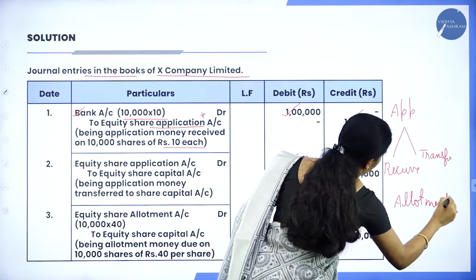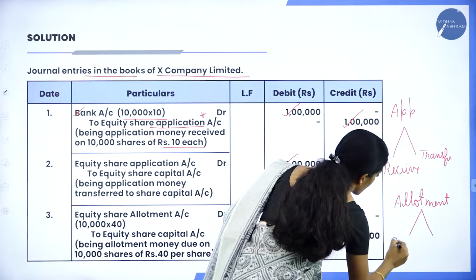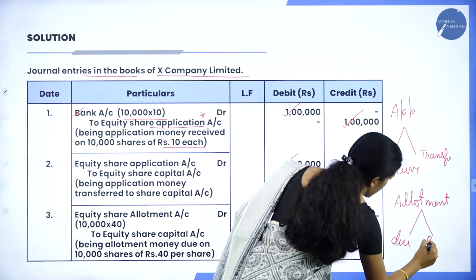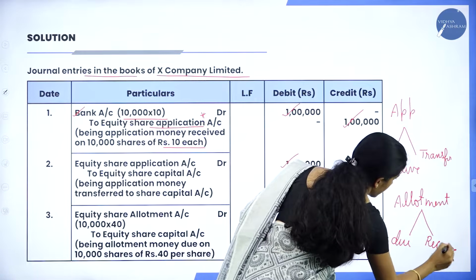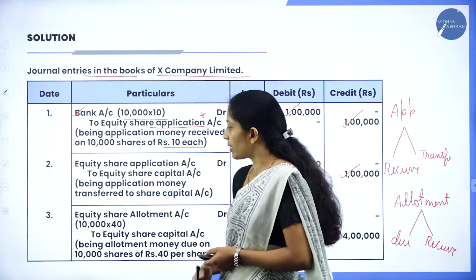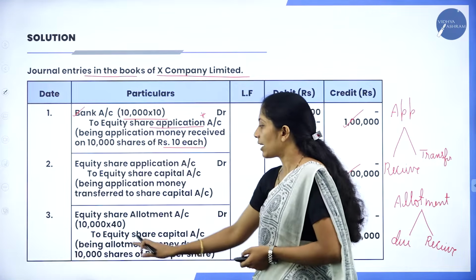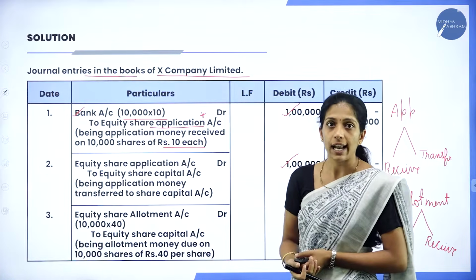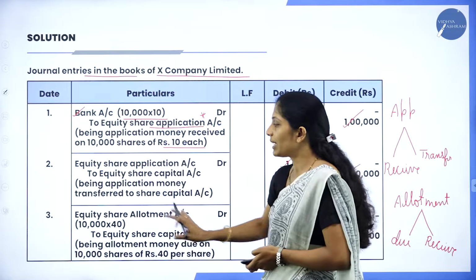Now here also we have to record two entries. One is the due entry, the other one is the receipt entry, that is the amount which has been received on allotment. Now what is the due entry? Equity share allotment account debit to equity share capital account. So this will be the due entry.